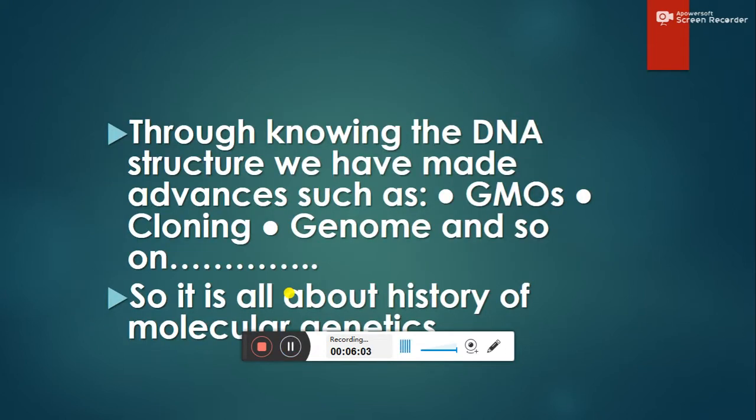Through knowing the DNA structure, we have made advances such as GMOs, cloning, genomics, and so on. GMOs: genetically modified organisms. So it is all about the history of molecular genetics.